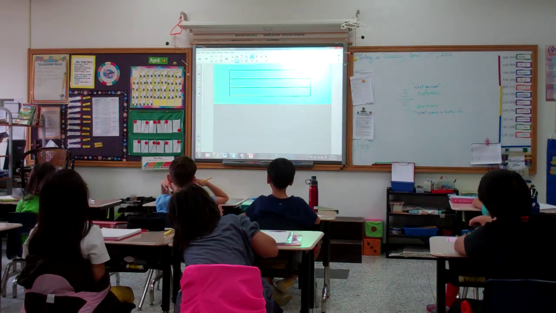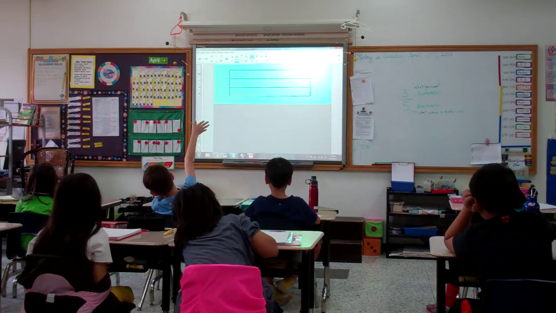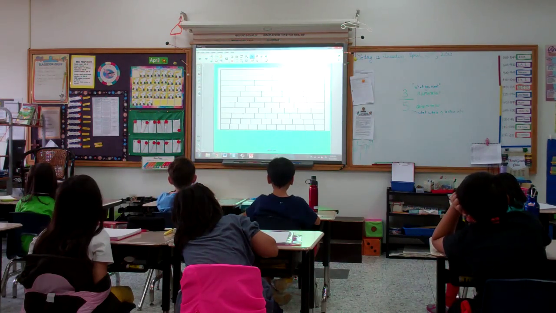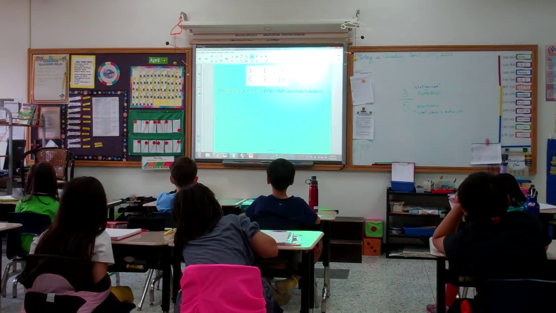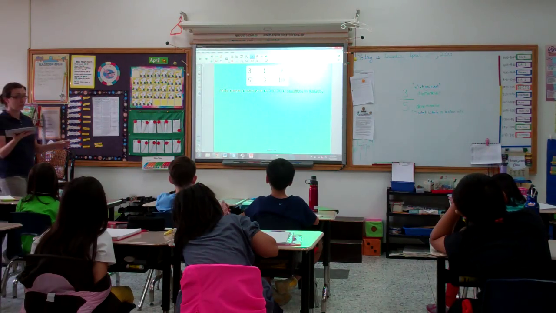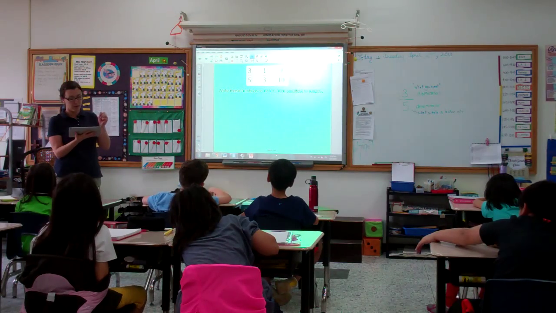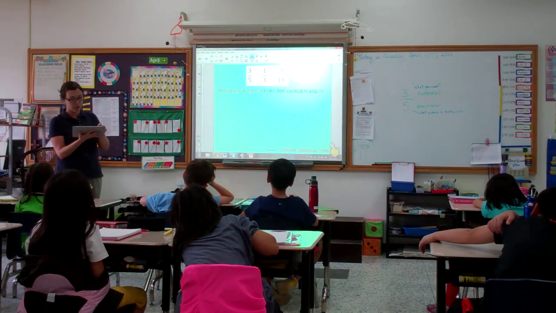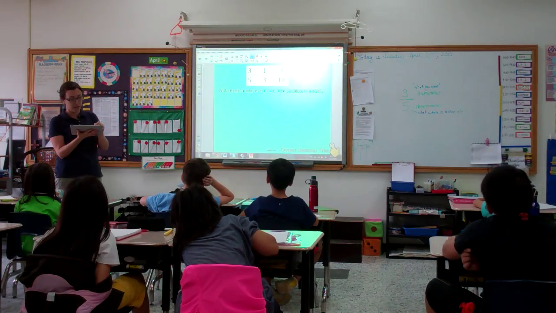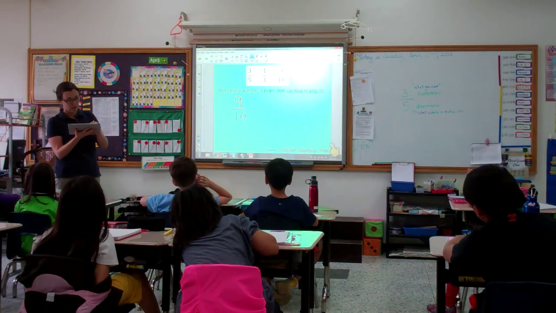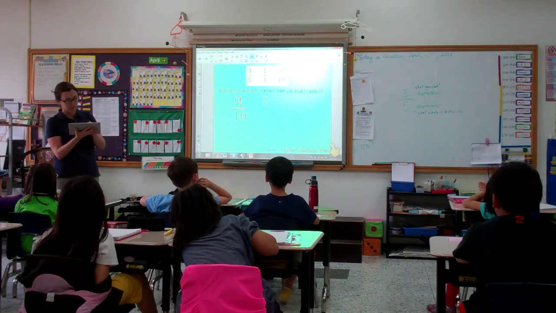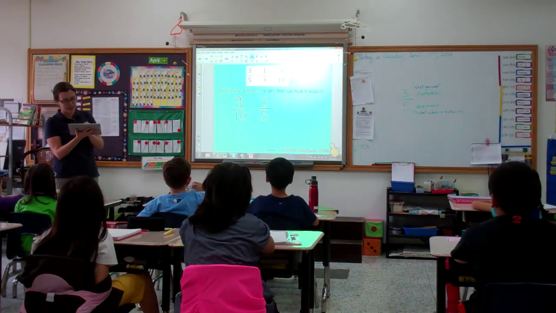All right, I want to try this one then. Oh, where is it? There it is. Okay, so you guys told me the tenths are the smallest, the fifths are next, and the thirds are next. So this one, I'm going to write them in order from smallest to largest. You guys told me tenths are the smallest, the fifths are next, and the thirds are the biggest.